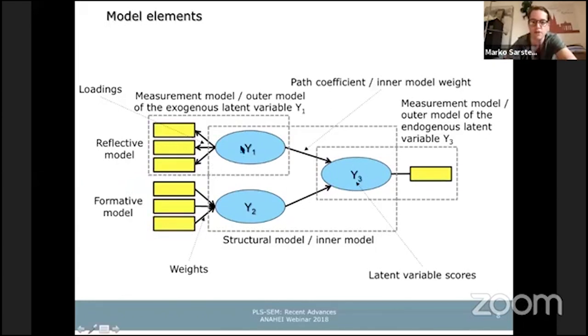We see the structure model here. The structure model defines the relationships between the constructs. They are indicated as arrows here, so these are actually predictive relationships, and the estimates for these arrows are the path coefficients. Yeah? And each of these latent variables or constructs has its own measurement model, yeah, such as here, y1, this is the measurement model for the latent variable y1, and y1 is exogenous here because it predicts y3, and y3 is endogenous because it is being predicted by y1 and y2. So just some recap on the basic terminology here.